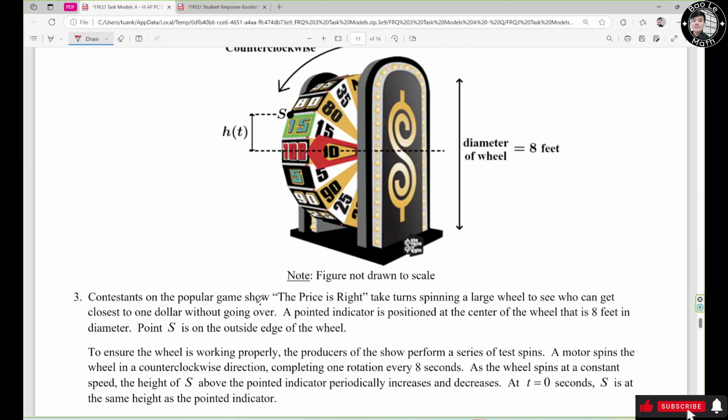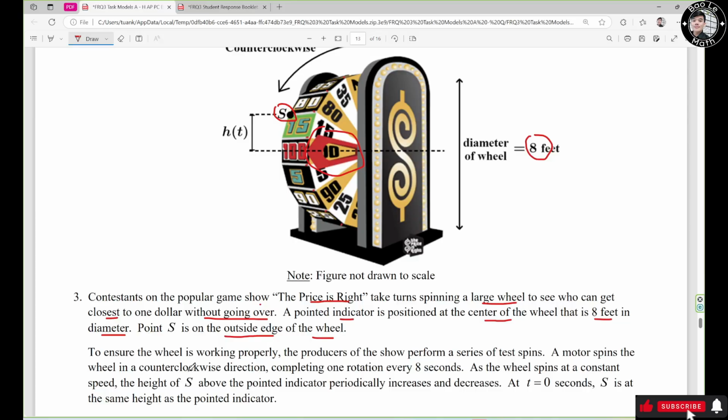Contestants on the popular game show The Price Is Right take turns spinning a large wheel to see who can get closest to $1 without going over. A pointed indicator, which is the red one right here, is positioned at the center of the wheel, which is 8 feet in diameter. So the wheel has a diameter of 8 feet. Point S is on the outside edge of the wheel. So this is point S.